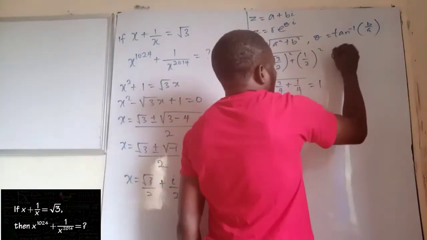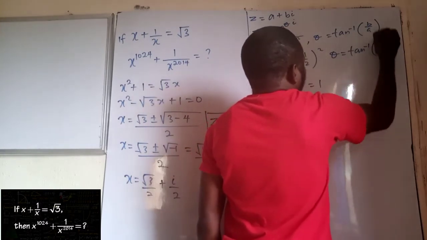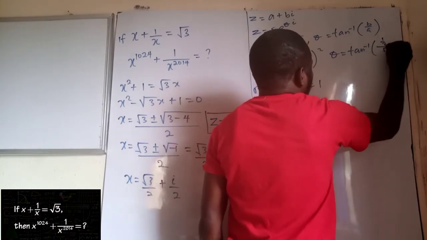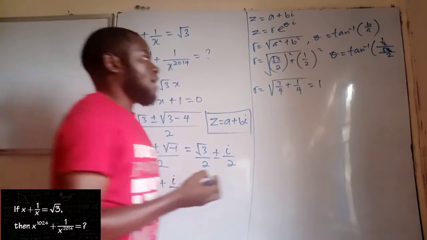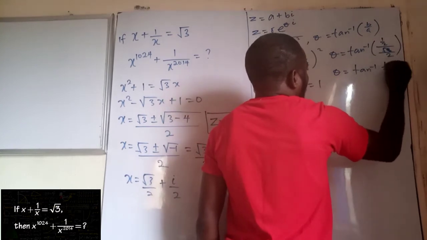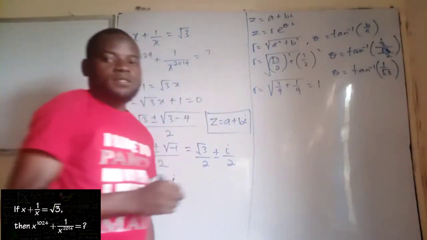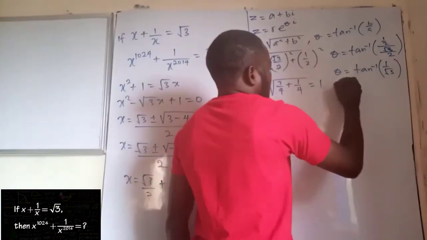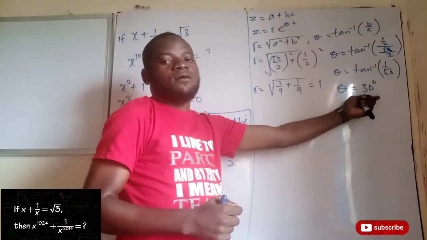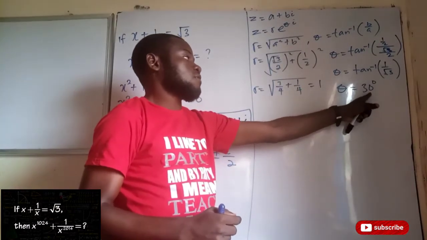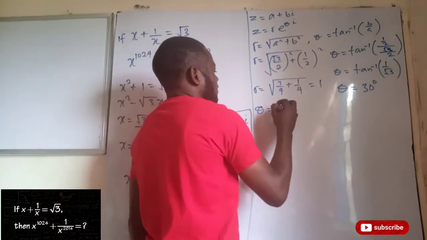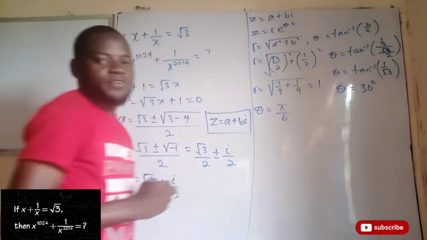Also, the value for theta is arctan of b over a, which is 1 over 2 divided by root 3 over 2. Hence, we have that theta is arctan of 1 over root 3. The arctan of 1 over root 3 gives us 30 degrees. Okay, so this is in degrees now. We need to convert it back to radians. So 30 degrees in radians, theta is going to be pi over 6.